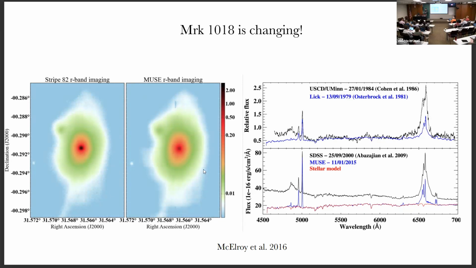So this is an example of the optical morphology. The left-hand side is the Sloan Digital Sky Survey around the 2000 epoch, year 2000, and the right-hand side is the MUSE image obtained in 2015. So obviously, this nucleus was very bright in the SDSS. Now it's a little fainter. And if you look at the spectrum, these are the spectra obtained around 1986, 1981, now the 2000 one is black here, and the MUSE spectrum, which is blue, is at 2015. Clearly, the spectral shape itself is changing.